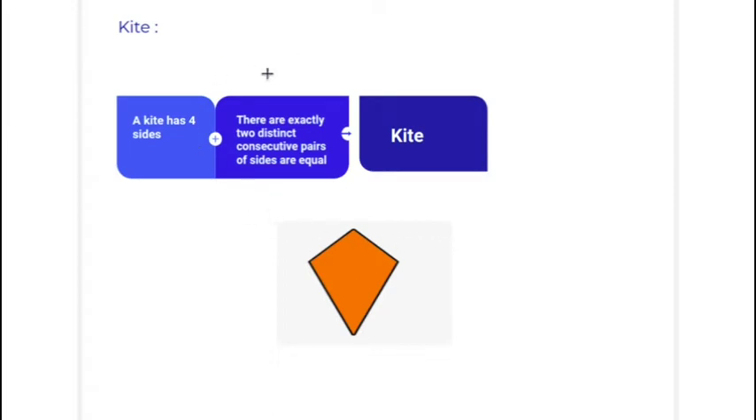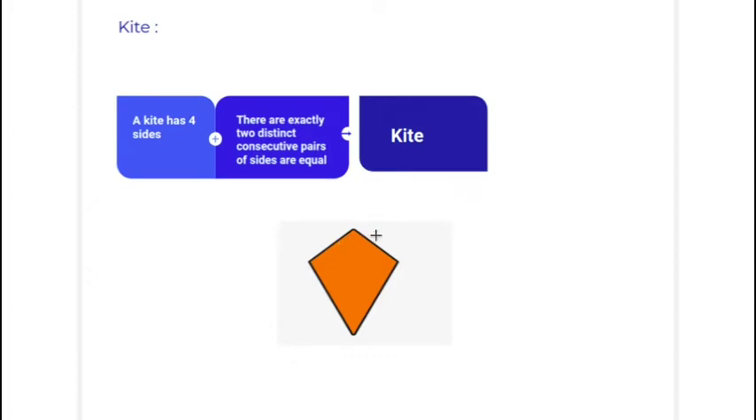Now what is a kite? See, a kite has four sides. Obviously it is a part of quadrilateral, so it should have four sides. And there are exactly two distinct consecutive pairs of sides that are equal. That means distinct consecutive pairs. There are exactly two distinct consecutive pairs. Two pairs will be there.